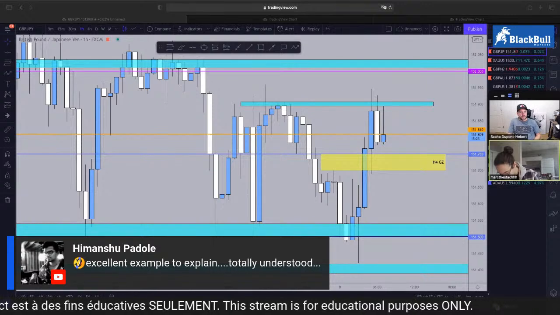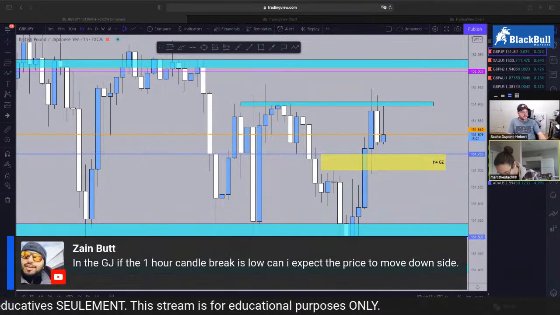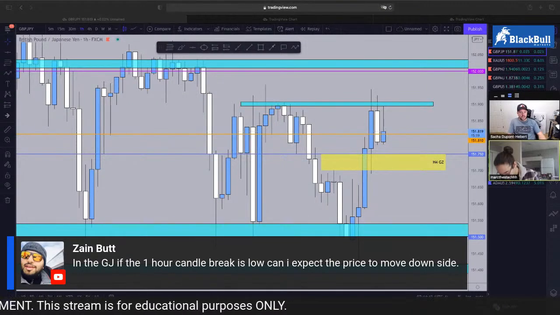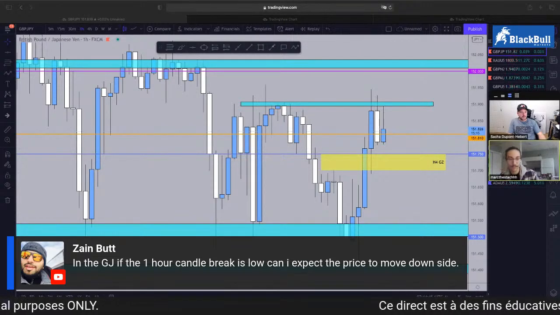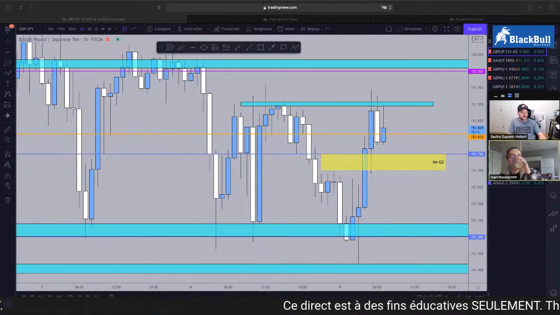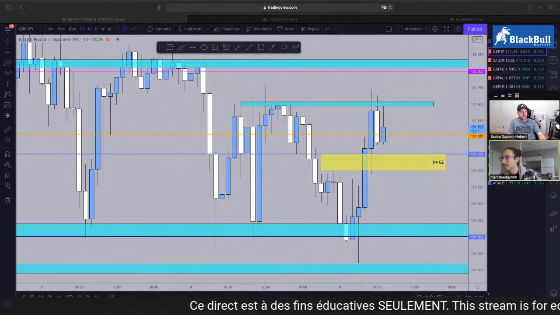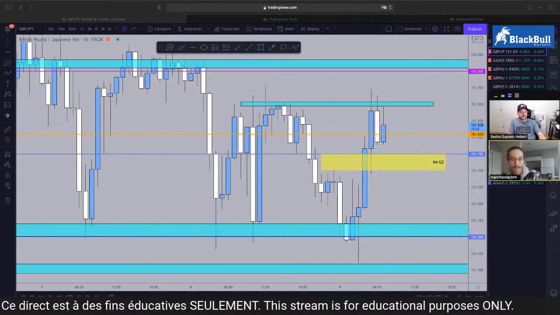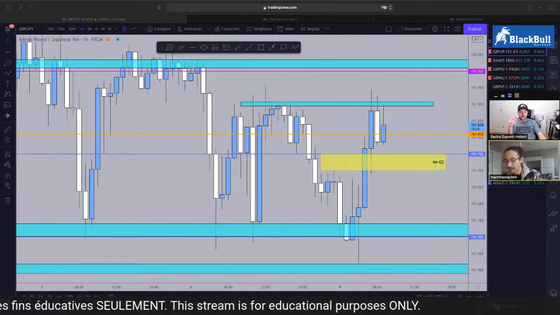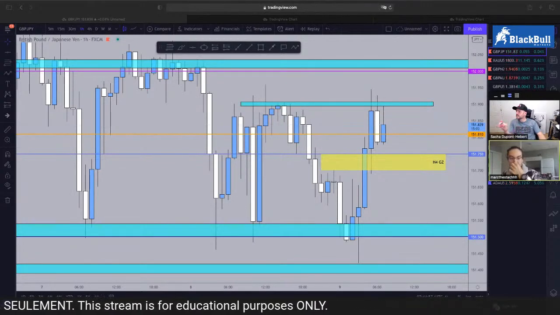Excellent example to explain, totally understood. Yeah, about the pairs, that's good. In the GJ, if the 1 hour candle breaks the low, can I expect the price to move downside? Yes. After rejection like this, if it starts breaking the low, it's going to be nice. It's going to be real nice.